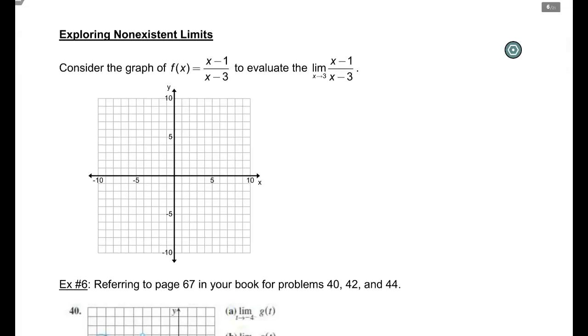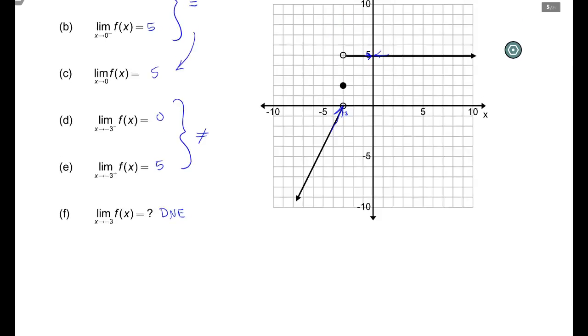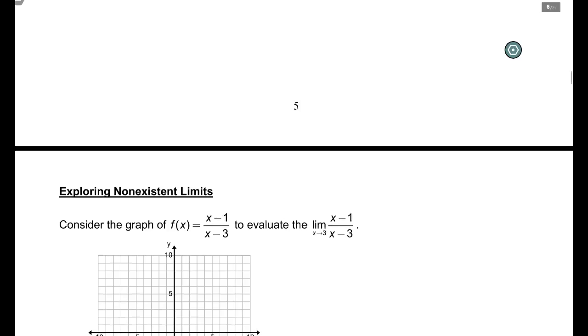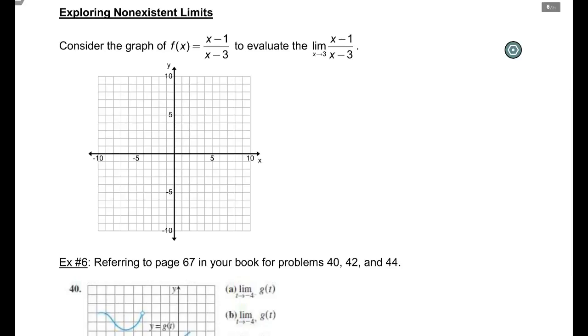Okay, let's do this last page and then we'll do a little quick stretch break. Okay, exploring non-existent limits. So we kind of did just here, when you have different values. But we have another time that you would have non-existent limits, and that is when you have vertical asymptotes.